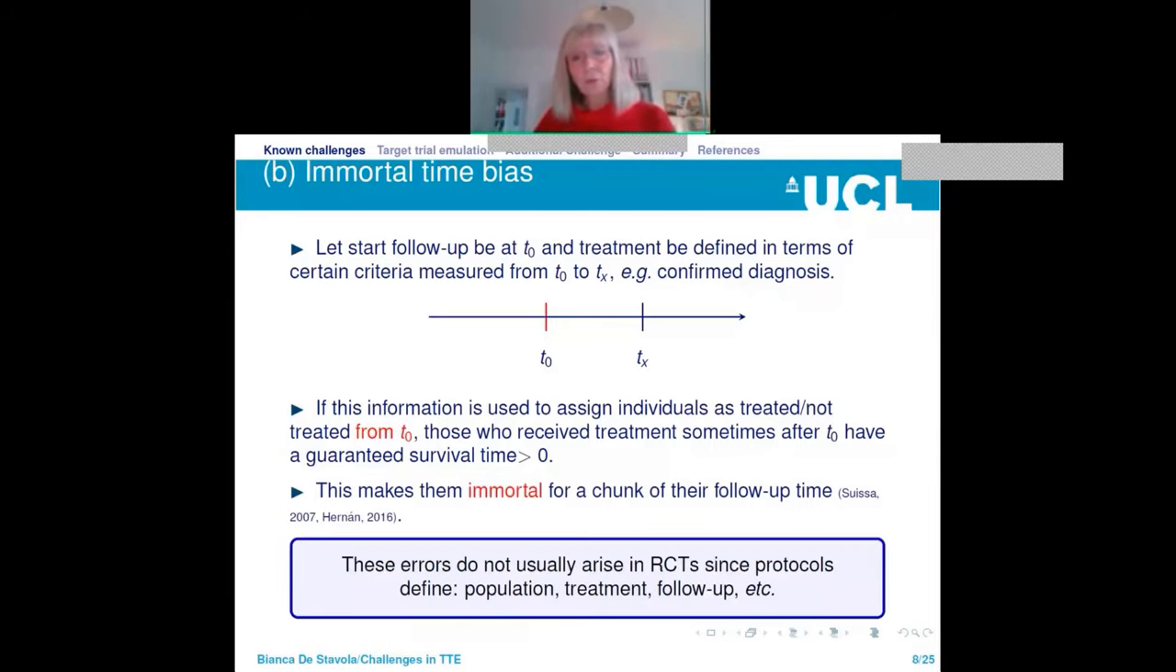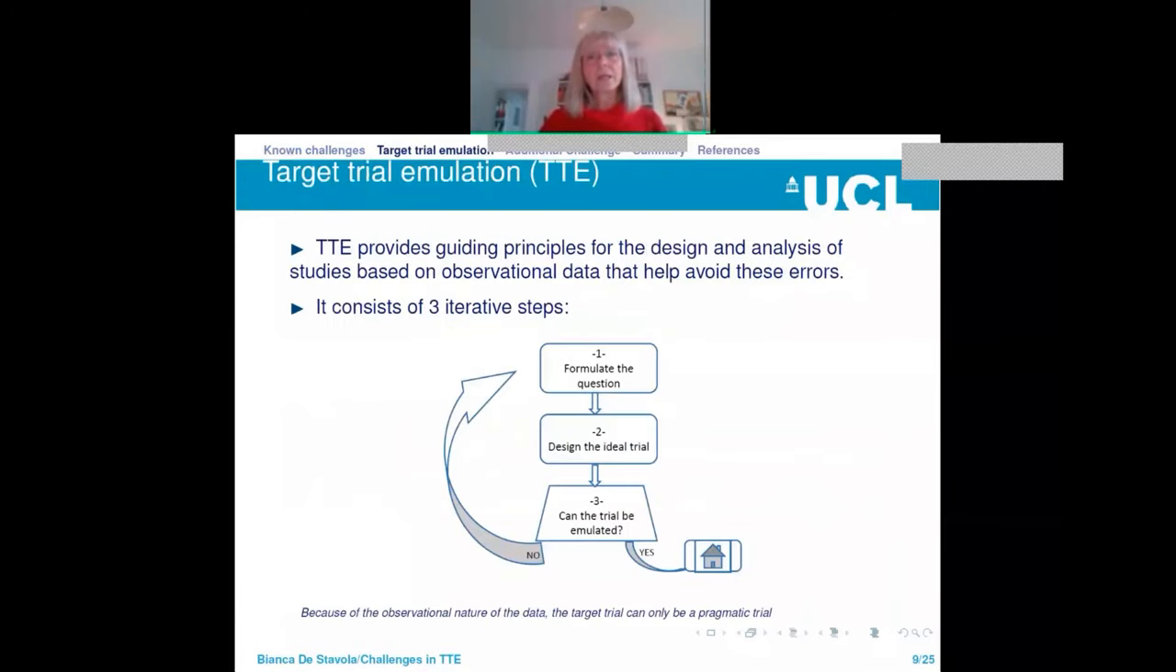So why am I stressing these two? Because these errors usually do not occur with randomized control trials. I don't know how many of you have worked in randomized control trials, but there is a lot of investment into defining precisely what the trial is about, how the treatment is defined, for whom, for how long, and how the follow-up time is defined. So that's where target trial emulation comes from. Target trial emulation provides guiding principles for the design and analysis of studies which are based on observational data, and really consists of trying to emulate the trial using this huge amount of data you may have in front of you. And there are three steps involved.